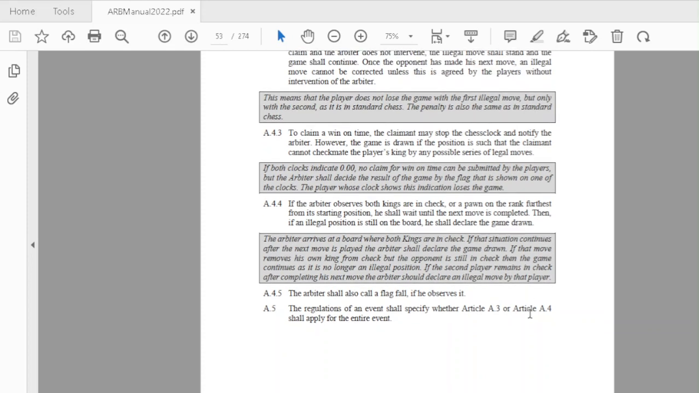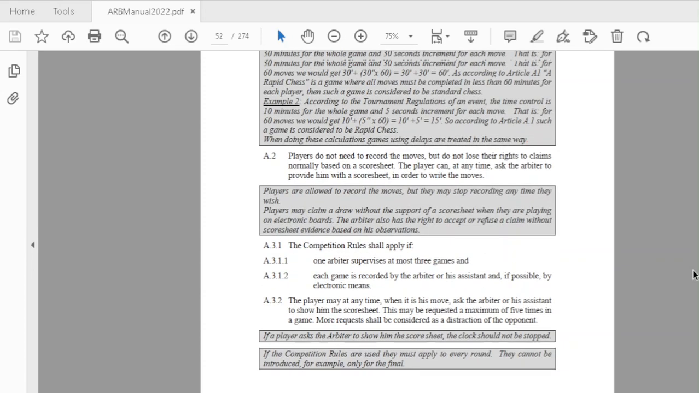Article 4.5, the arbiter shall also call a flag if he observes it. Makes sense, still normal stuff. And then Article A5 is just saying that whether this Article 3, if the competition rules apply, must be specified before a tournament.